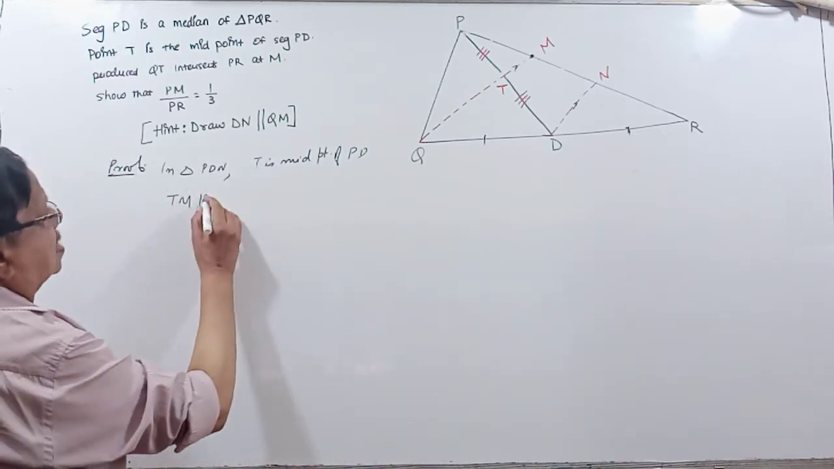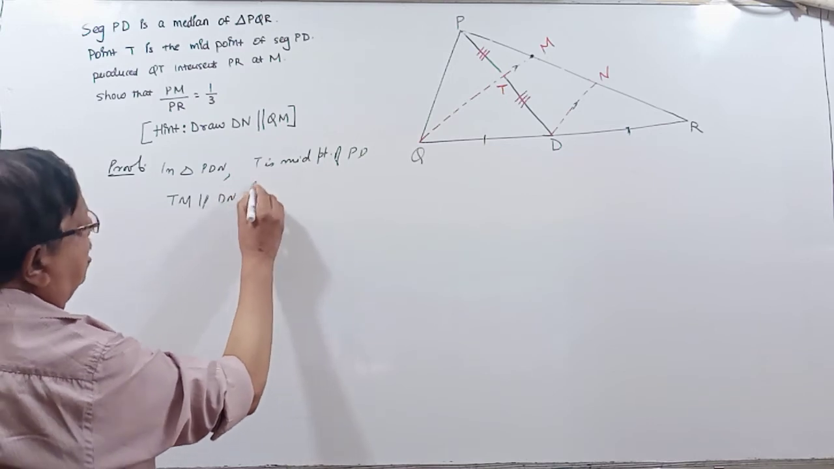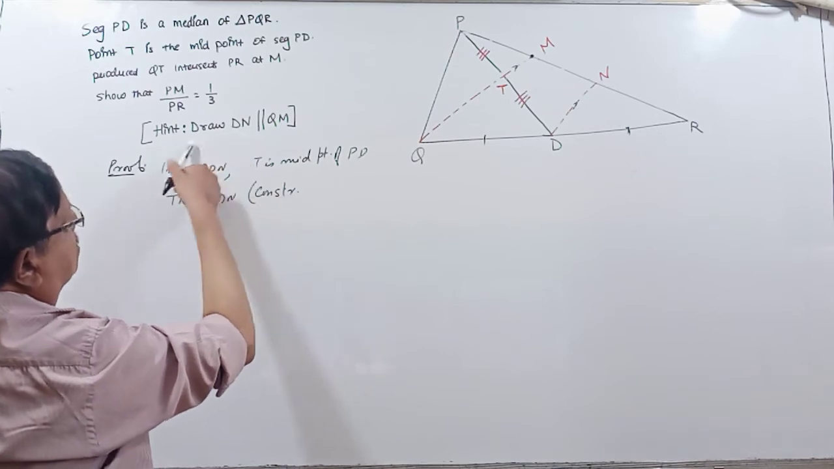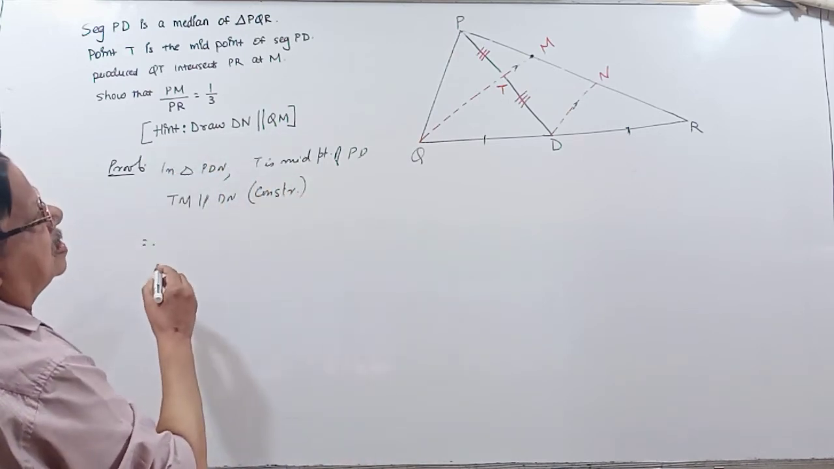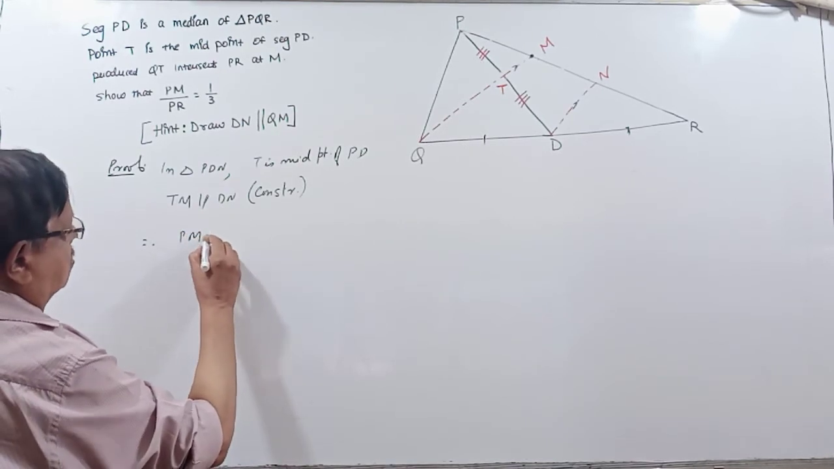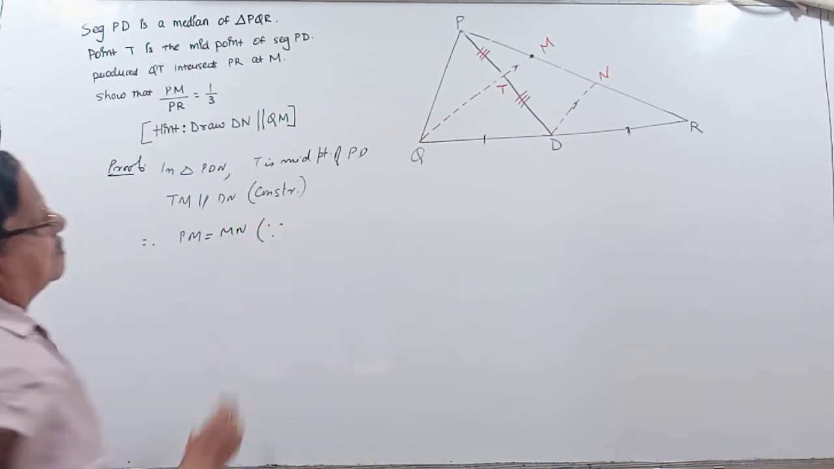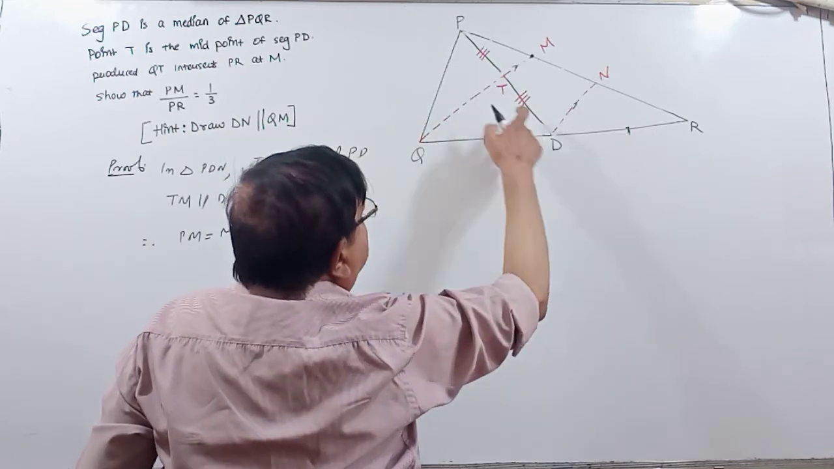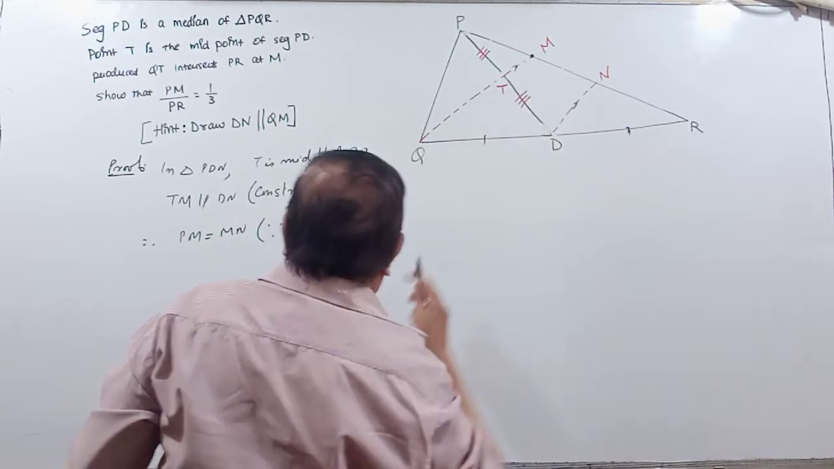TM is parallel to DN by construction. Draw किया है. Therefore, PM equal to MN. We are studying the theorem: line drawn from the midpoint of one side parallel to second side bisects the third side.